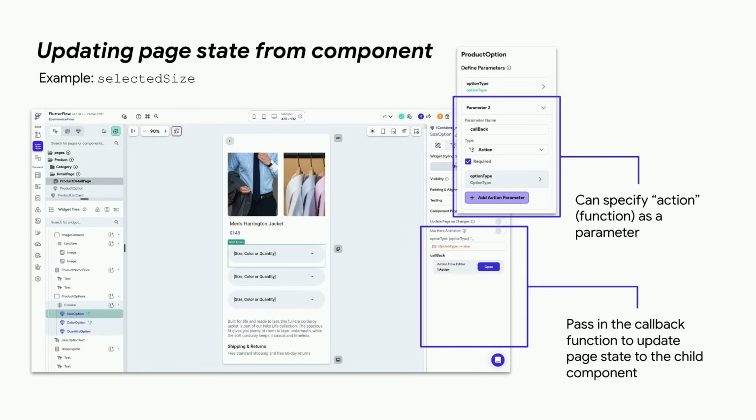So all I'm saying is now my size option or product option component or widget class is now going to have the option to take in a callback function as a parameter. So I set that at the component level, I define a parameter, and then when I'm instantiating that class, I can pass in the callback function to update my page state.